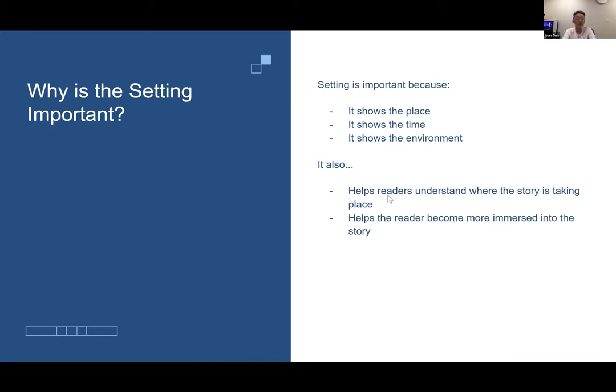The setting also helps the reader understand where the story is taking place. That's summing up the first points that I had earlier. And because of that, it helps the reader become more immersed in the story. Because they know what's happening, when it's happening, and how it's happening in terms of the setting, the reader may feel more like they are enjoying the story because they're really into it and they're really empathizing with the characters and how they feel. So that's important.